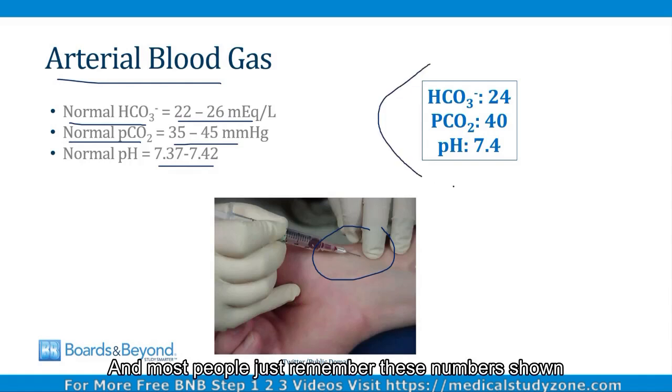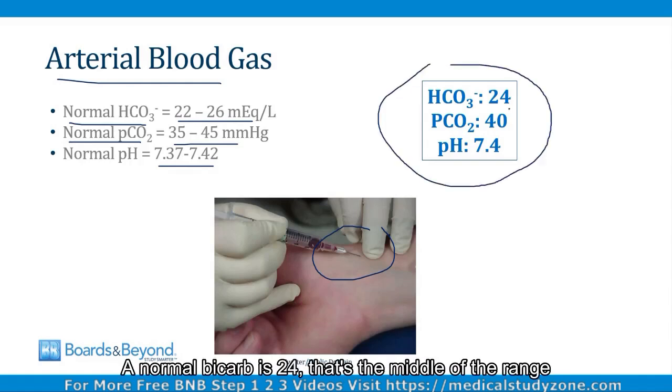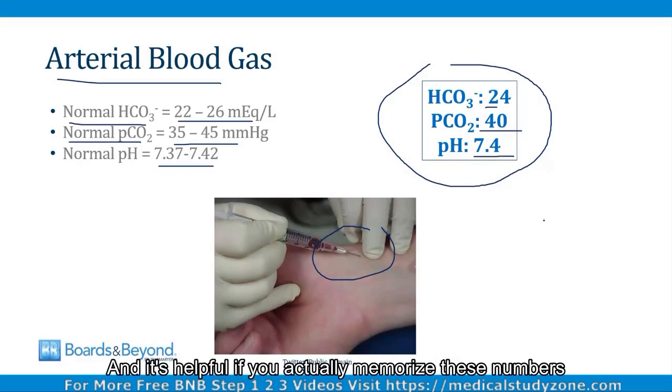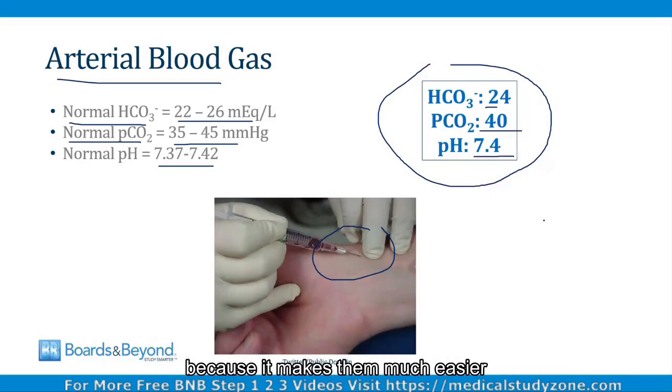And most people just remember these numbers shown on the slide here. A normal bicarb is 24, that's the middle of the range. A normal PCO2 is 40, and a normal pH is 7.4. And it's helpful if you actually memorize these numbers because it makes it much easier to solve acid-base problems on your board exams and also to quickly evaluate your patients.